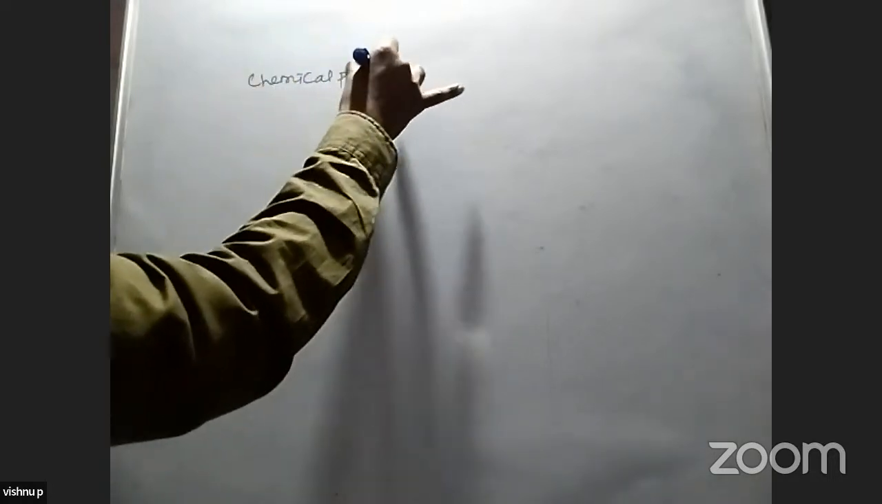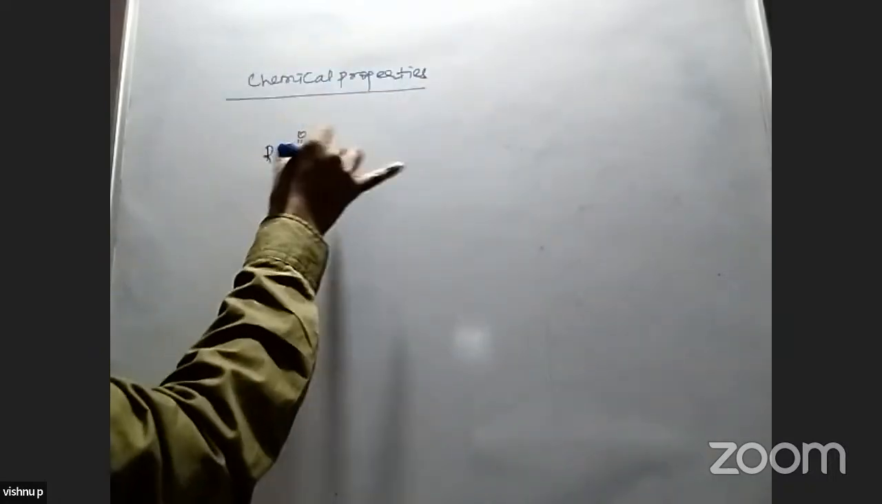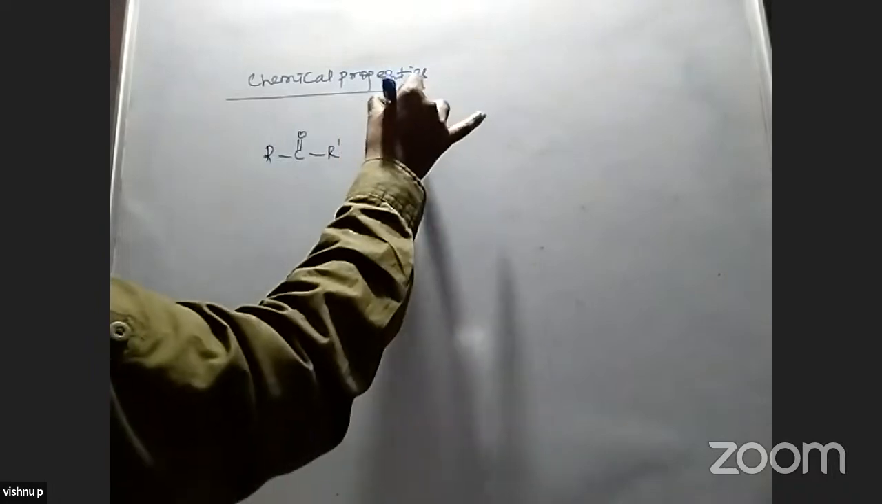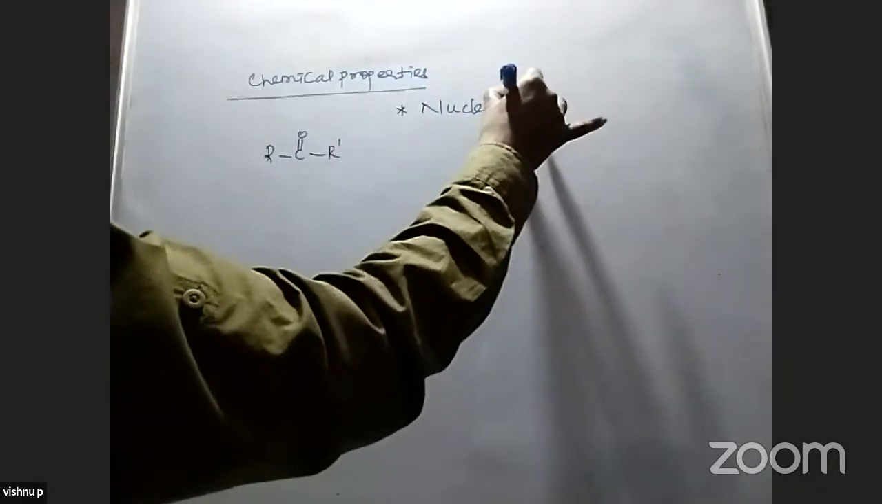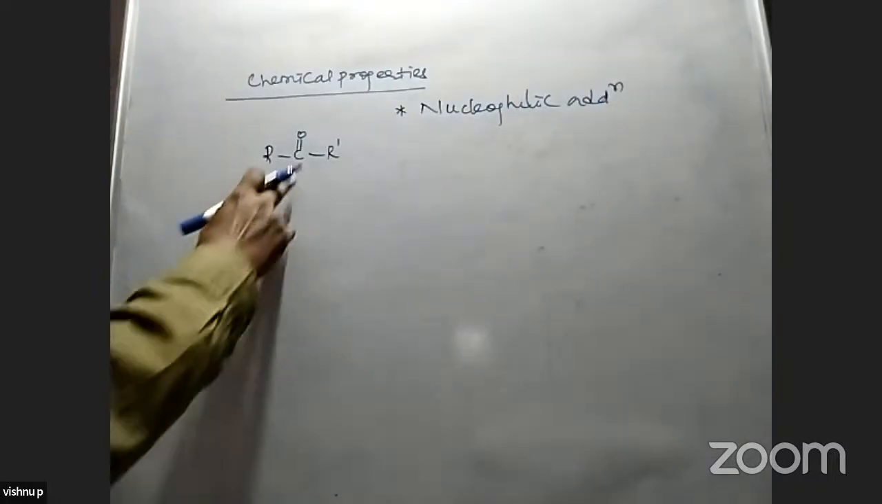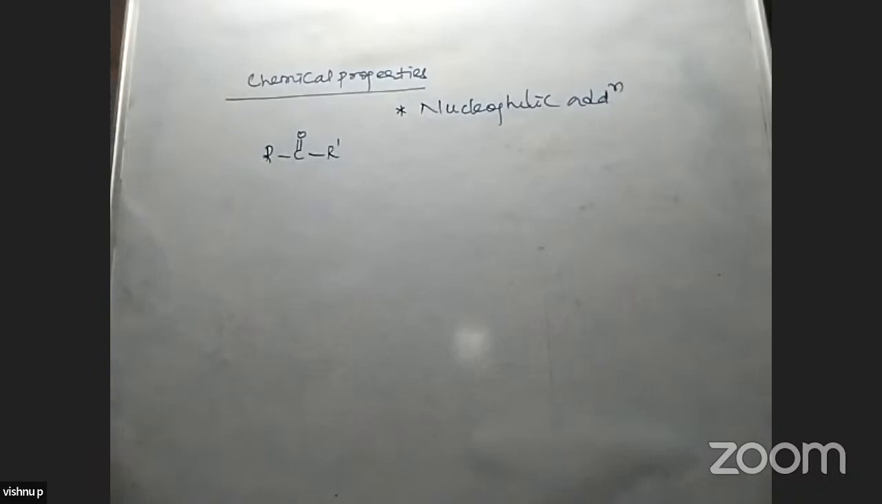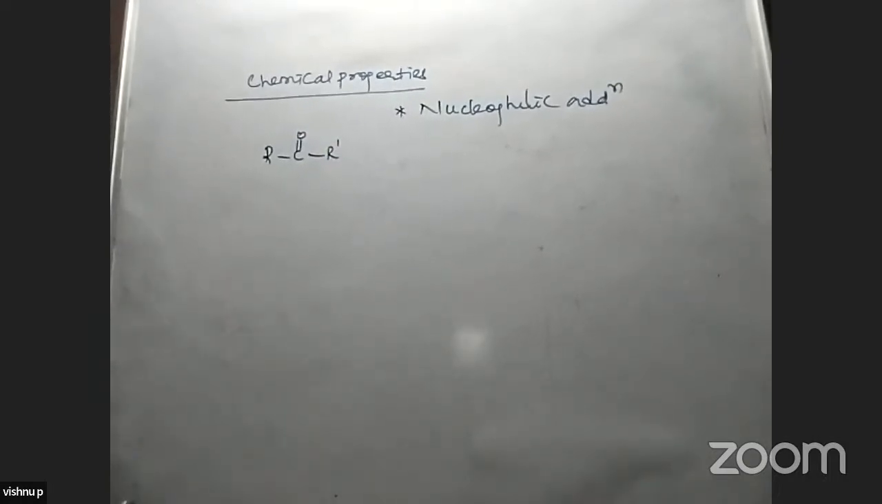Next, these are the preparation methods, and now chemical properties. Chemical properties means these aldehydes or ketones contain what type of compound? Unsaturated compound. So the first type of reactions are nucleophilic addition reactions. Nucleophilic addition means a negative group is added to this positive carbon in the first step. That is called a nucleophilic addition reaction.